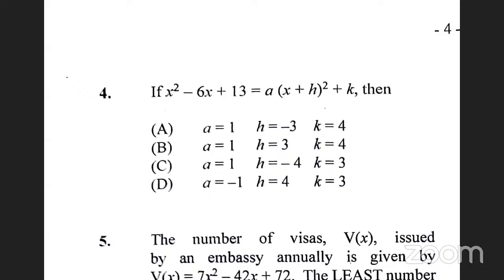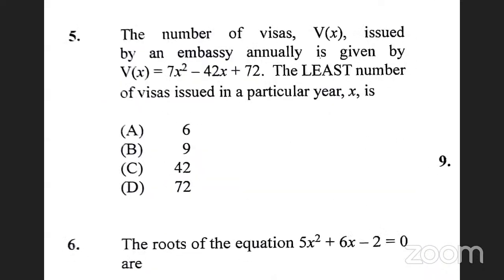You'll get it real easy. H is minus b over 2a, not b over 2a. b is minus 6, so it's minus 6 on 2. So the answer is minus 3, option A. Well done. Next one.